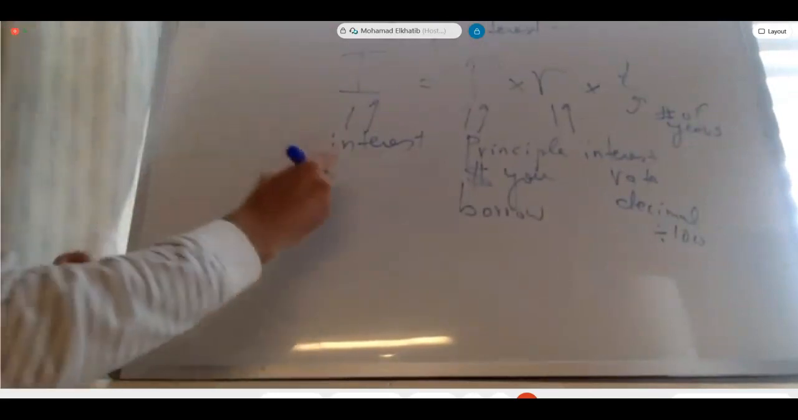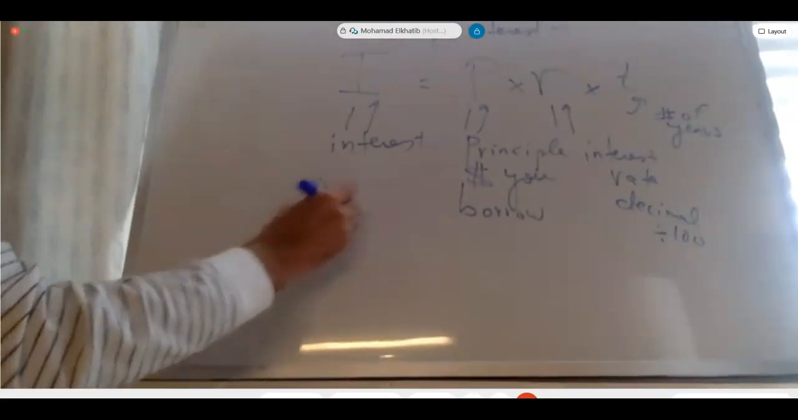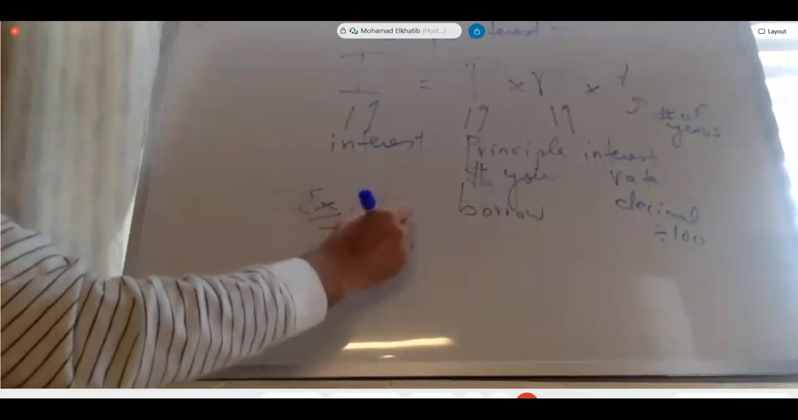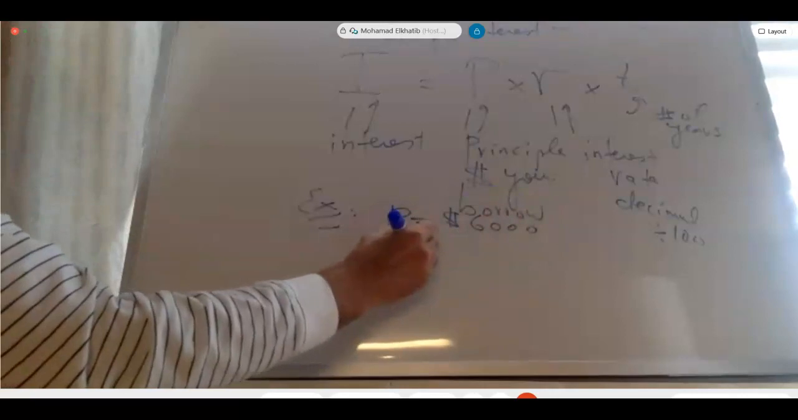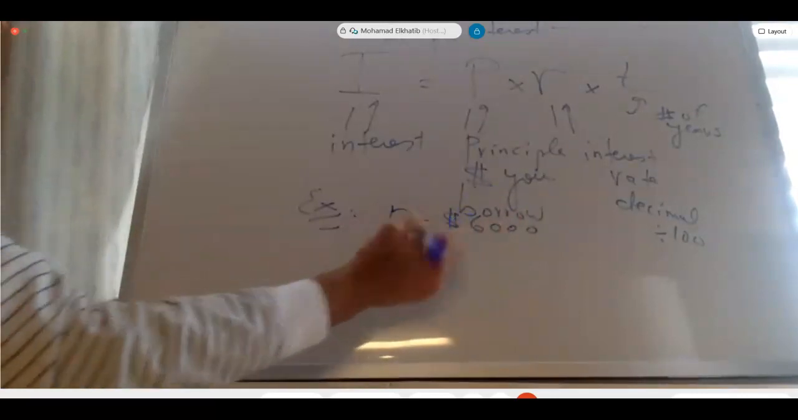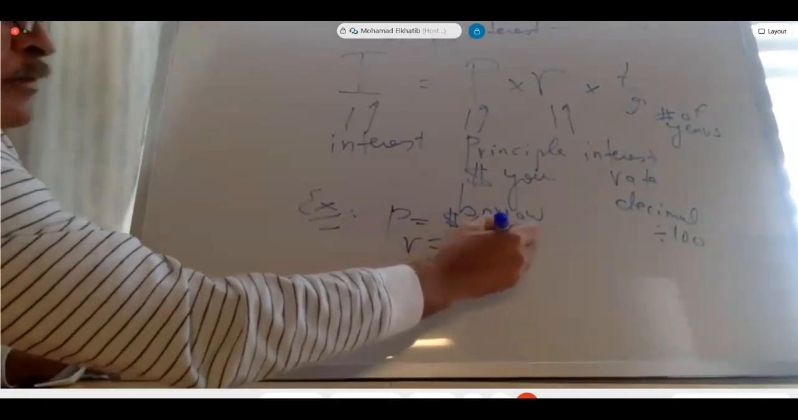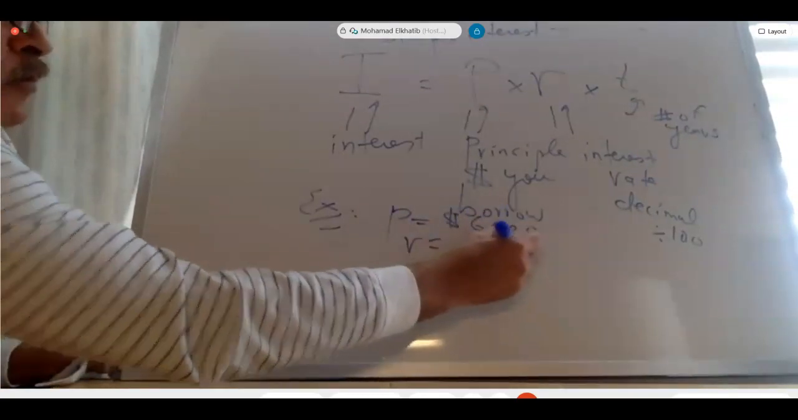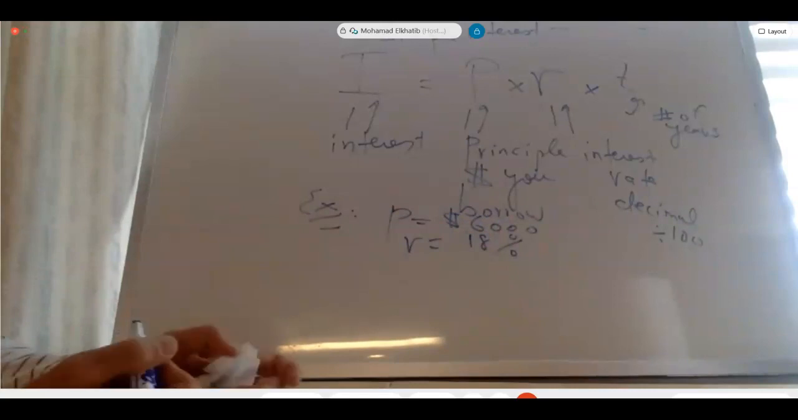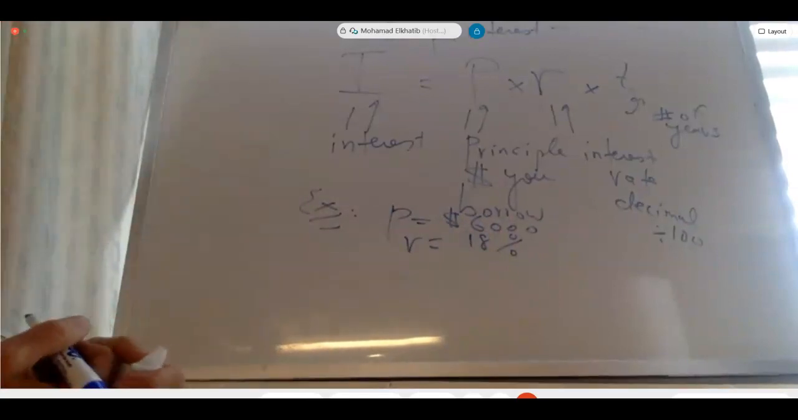All right. So here's an example. Let's say you borrowed $6,000, and let's say you don't have good credit. They say we're gonna charge 18% interest. If you have good credit, you pay maybe 3 or 4% interest. Let's say you don't have good credit.